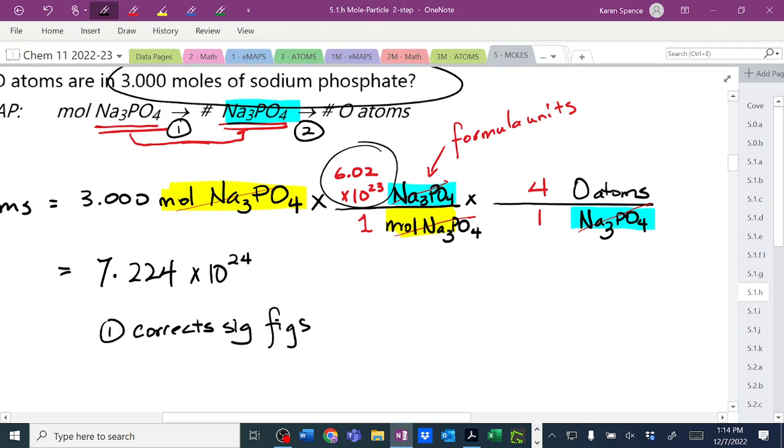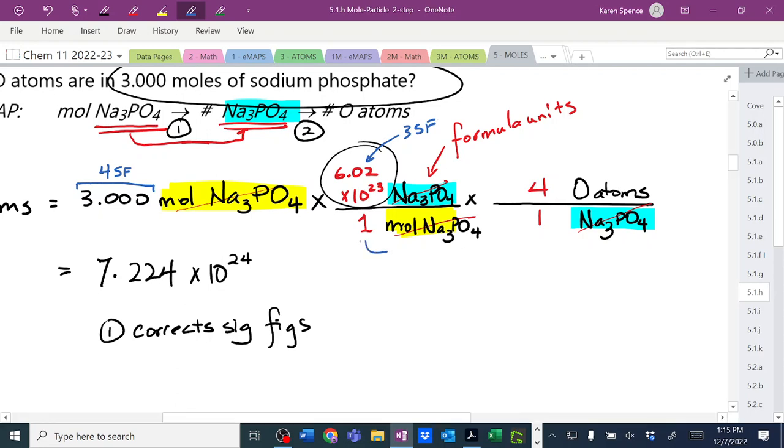Now, how many sig figs in 3.000? 4 sig figs. And how many sig figs in 6.02 times 10 to the 23? That is 3 sig figs. That always has 3 sig figs, so it will often be your limiting factor, okay?